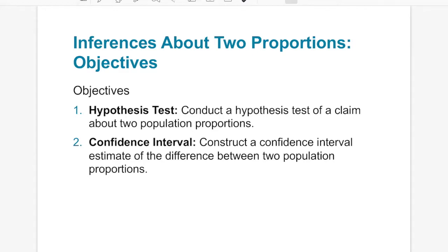In this section, we will learn how to conduct a hypothesis test of a claim about two population proportions. We also learn how to construct a confidence interval to estimate the difference between two population proportions.